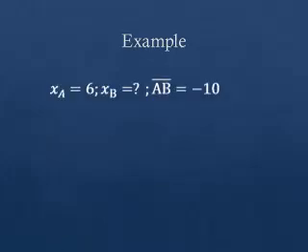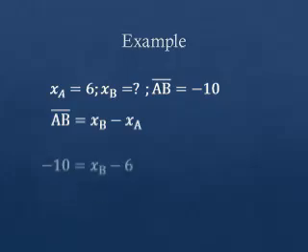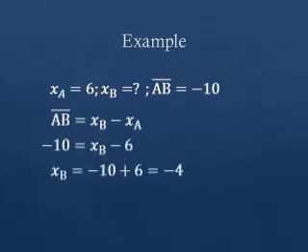Another example: if I have xA equals 6 and I don't have xB, but I have that AB is minus 10, then AB equals xB minus xA. So it's just calculation, and now xB equals minus 4.